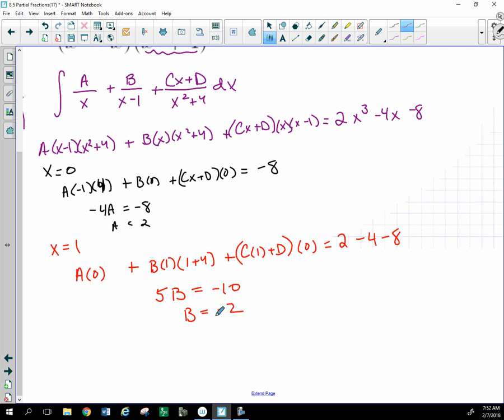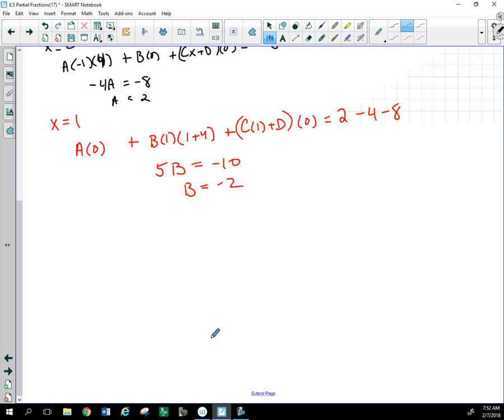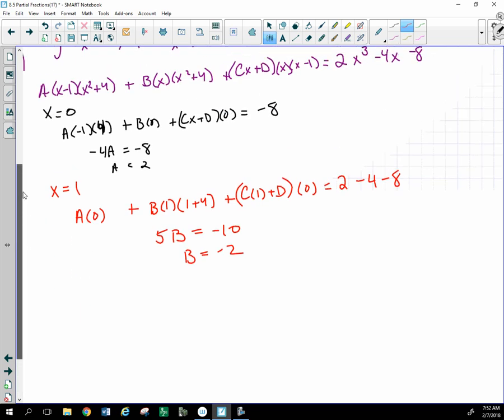Now that we know b is negative 2 and a is 2, we have to find the c and d. At this point, there really isn't a logical choice for the next value. You just have to pick something and go with it. So I'm going to try, what if x is 2? I need to see the problem up here. There it is, the purple.